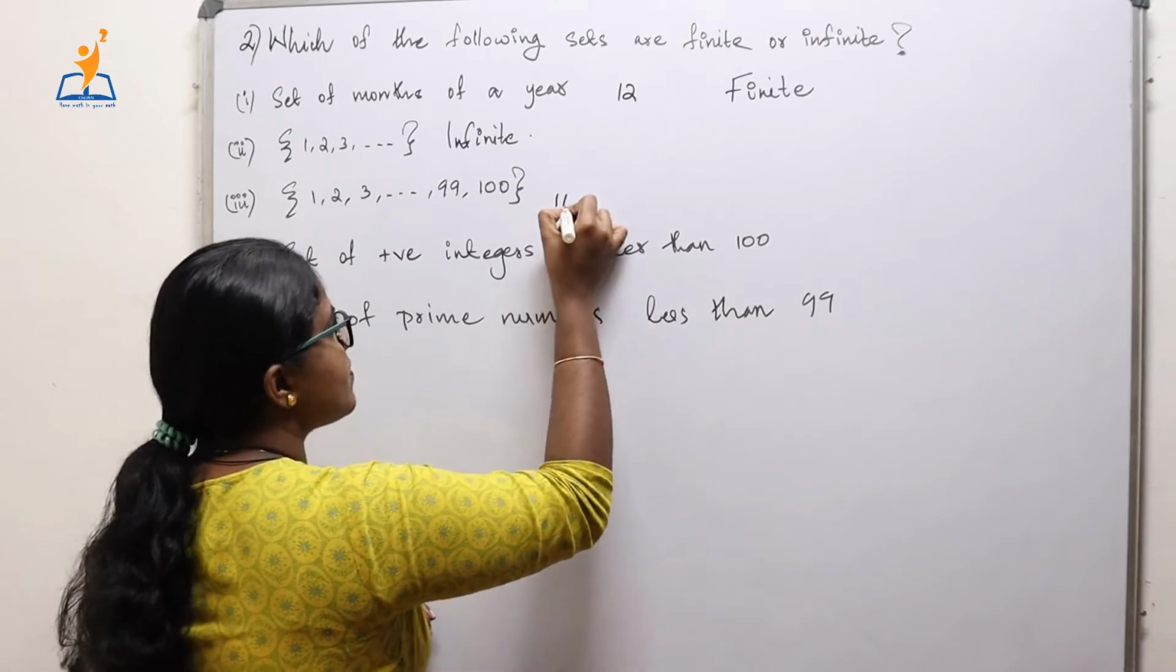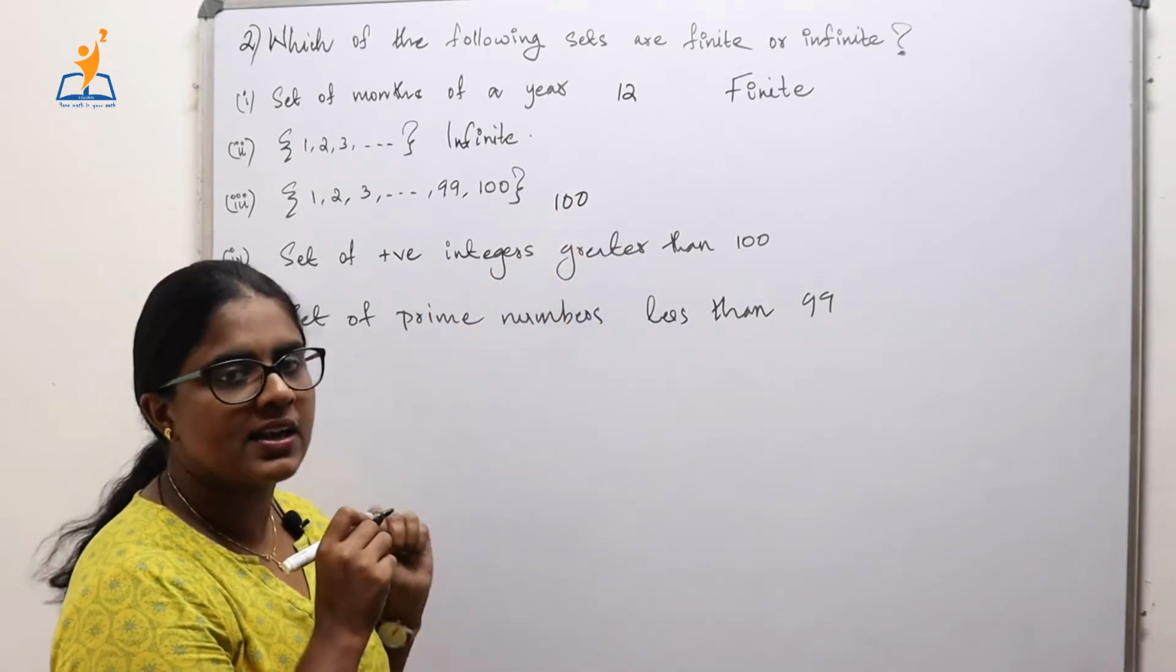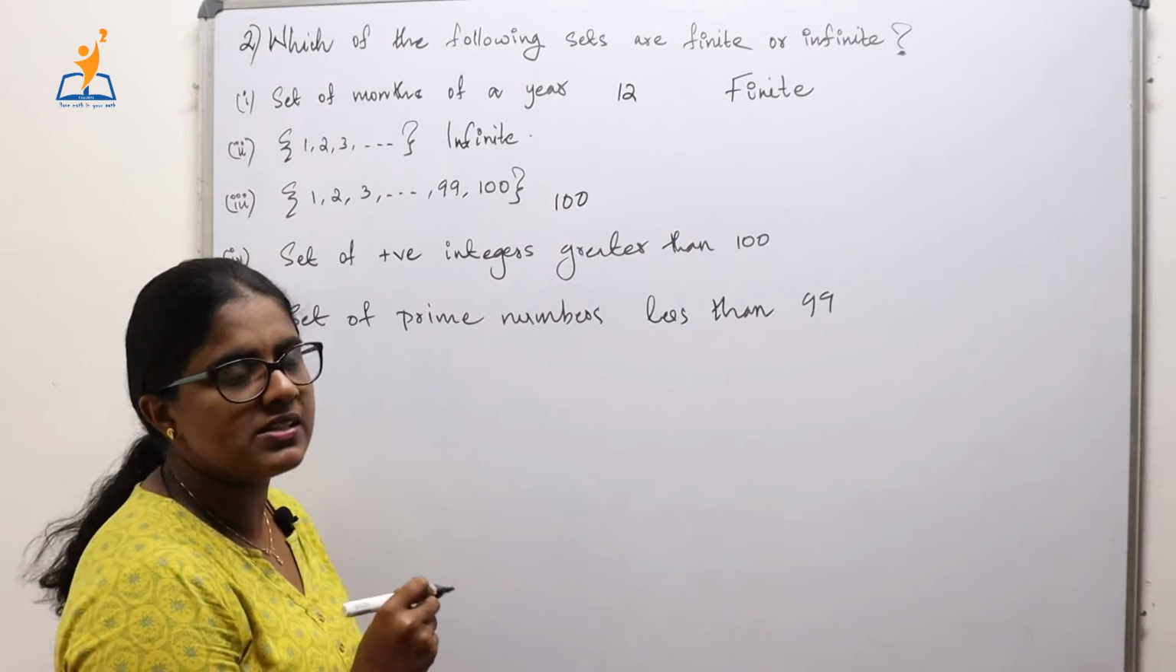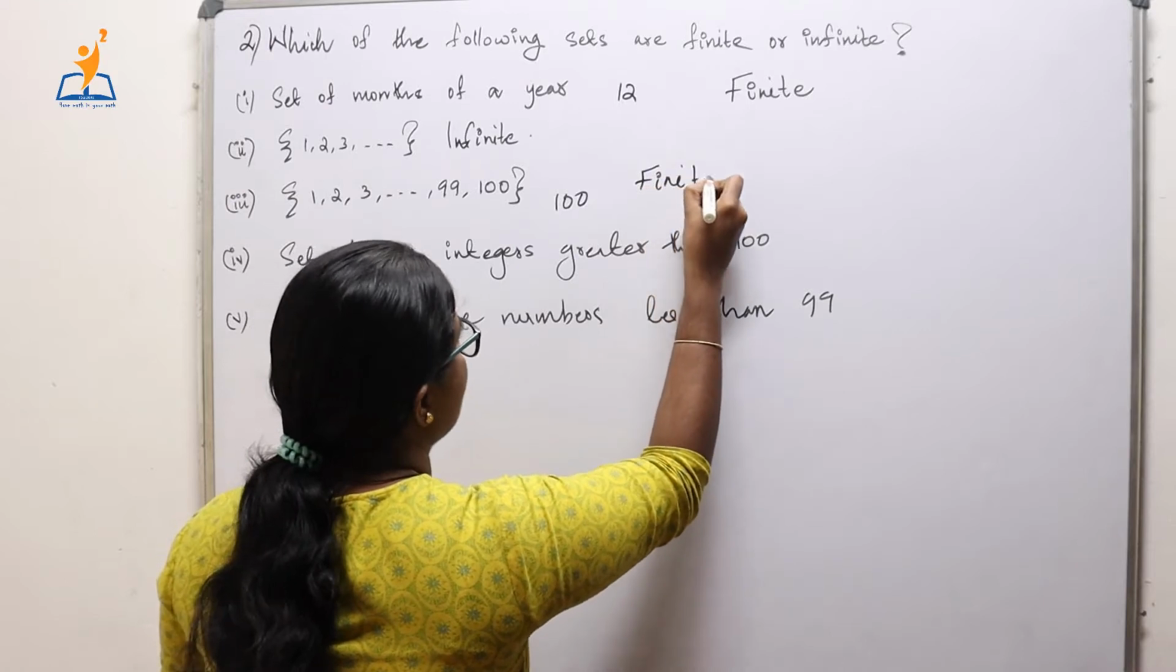So the cardinality of the set is 100, or the number of elements of the set is 100, and 100 is a definite number. So we can say that this is a finite set.